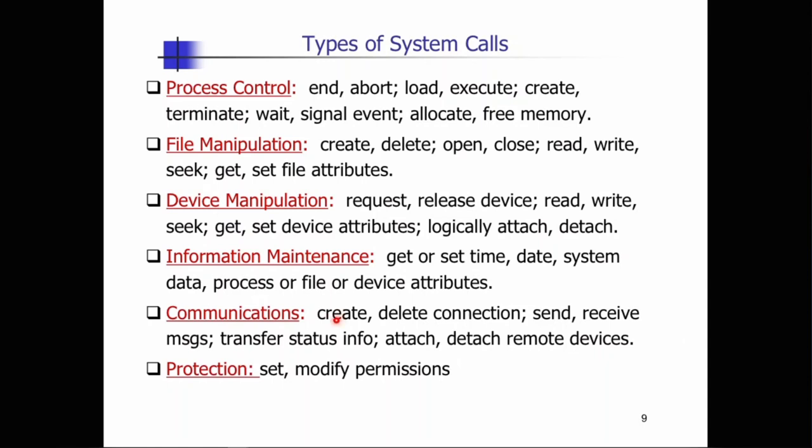So for example, we have create and delete connection between processes or devices. We have send and receive messages between two processes, for example. We can transfer status information. So for example, if a process has finished execution, then it can let the other process know by transferring its status information. And we can attach and detach remote devices using this specific category of system calls. The last category is the protection system calls. So this is to set or modify permissions for a particular process.